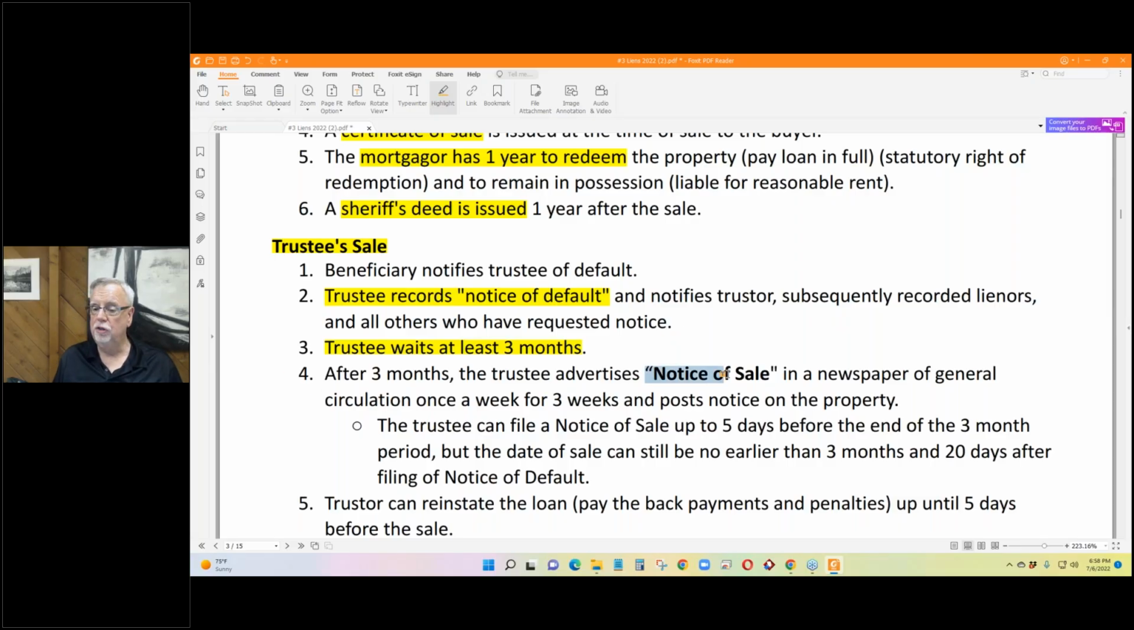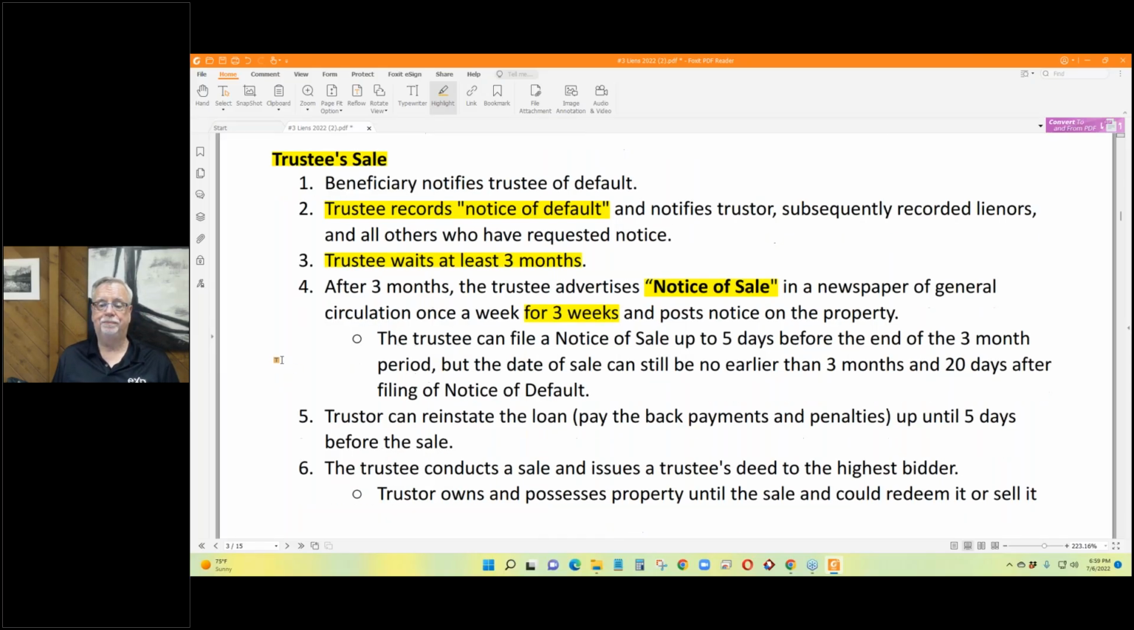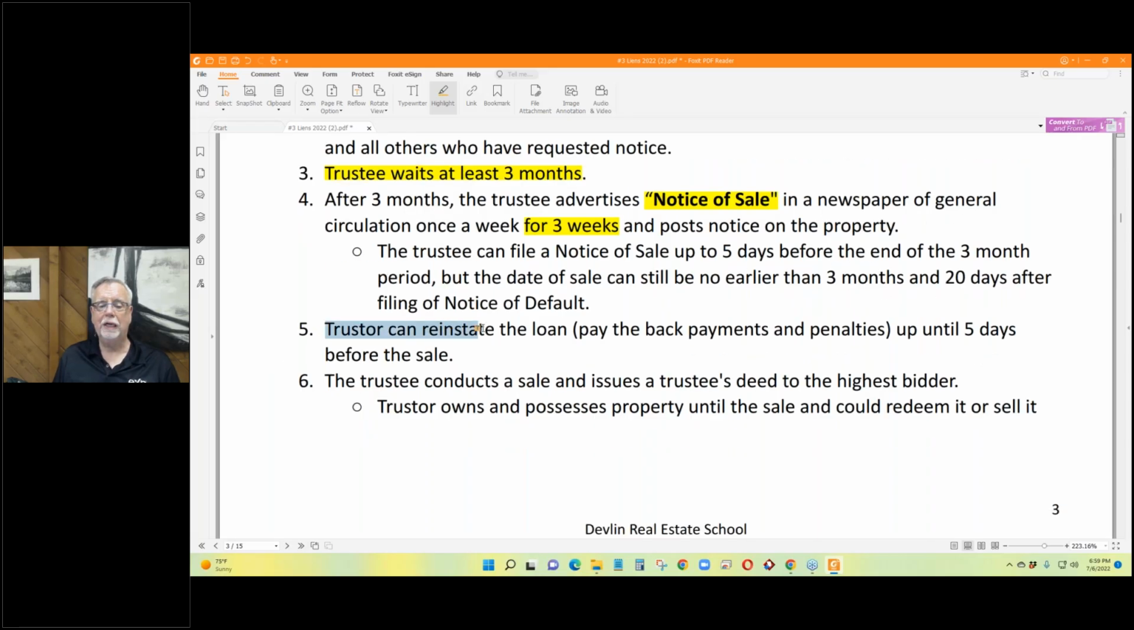And then there's a notice of sale, which is advertised for 3 weeks. So how long does this take? Well, not counting the 3 months you have to wait to begin the process, this could be done in 4 months, right? 3 months after the notice of default, 3 weeks after the notice of sale. The trustor can reinstate.